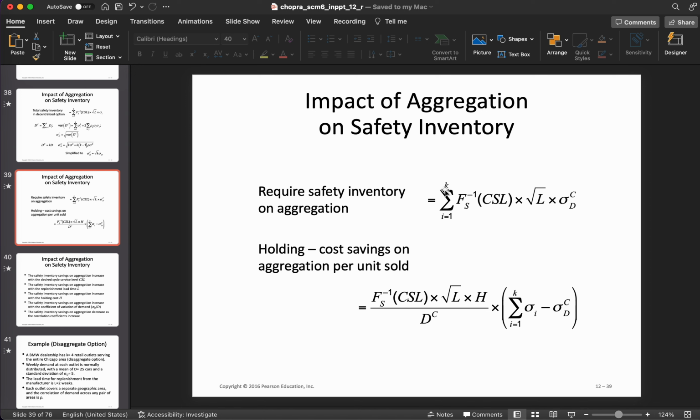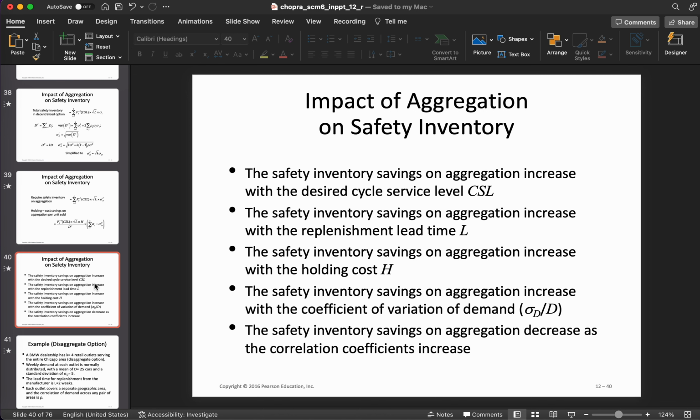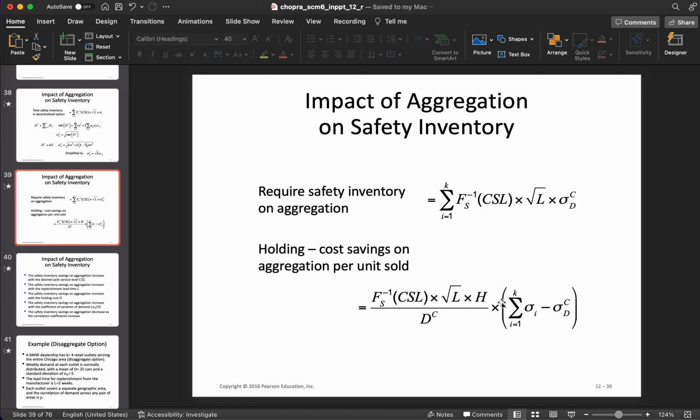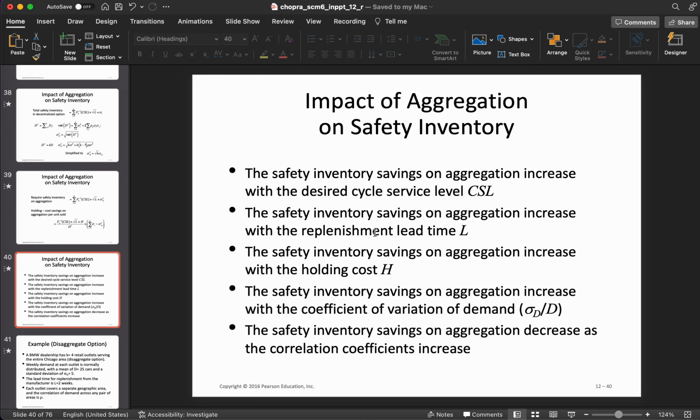So when looking at the impact of aggregation on safety inventory, there are many different aspects to this formula here. Each of these has a different effect on safety inventory. The safety inventory savings on aggregation increase with higher service levels. If cycle service levels are higher, then the value of F inverse will be higher and the holding cost savings will be higher. The same goes for replenishment lead time: if it takes longer for you to get replenished, then it's better to aggregate, and your holding cost reduction will be higher.